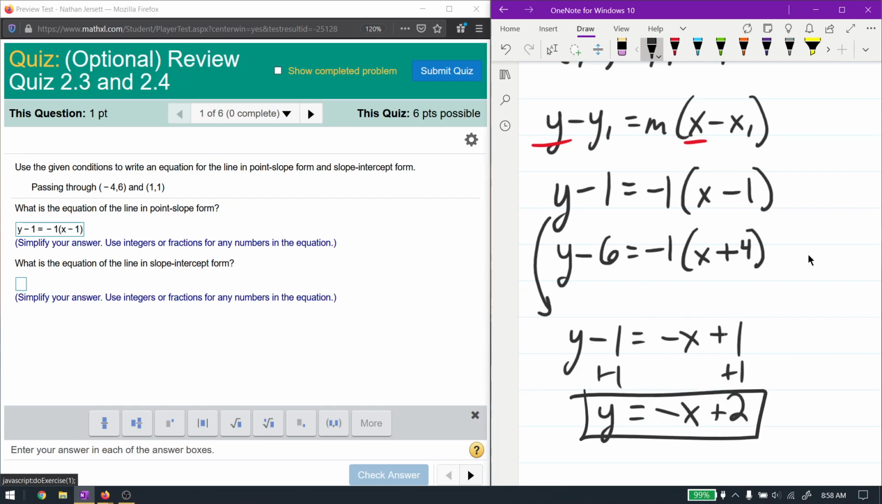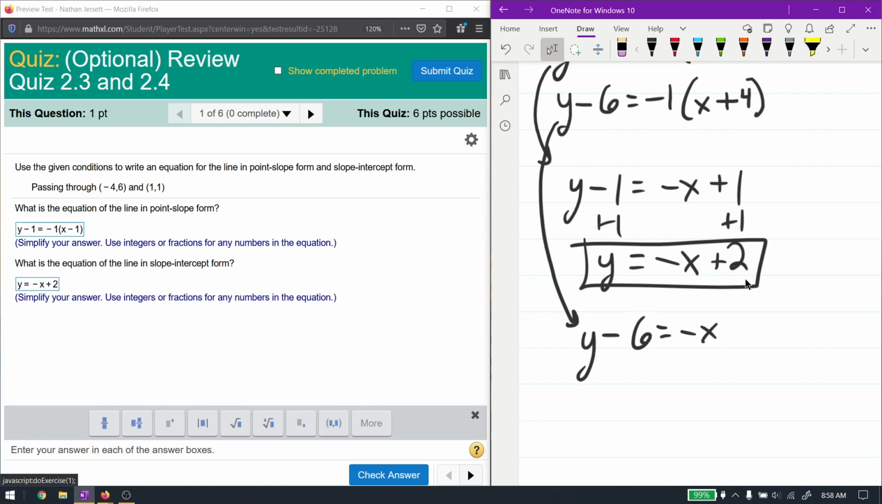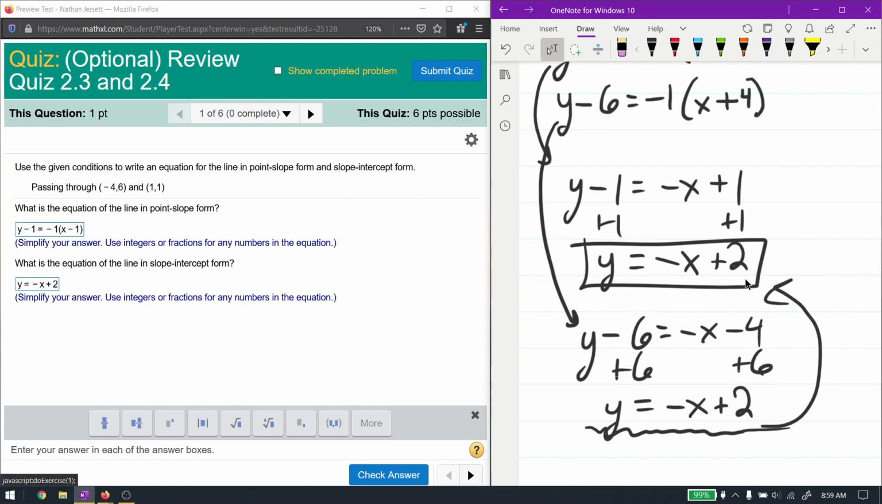And there's my slope-intercept form. So we get y equal to -x plus 2. If I were to take the other equation, this is just for the sake of completion, distribute the -1, add the 6, I get the exact same equation, which you should expect.